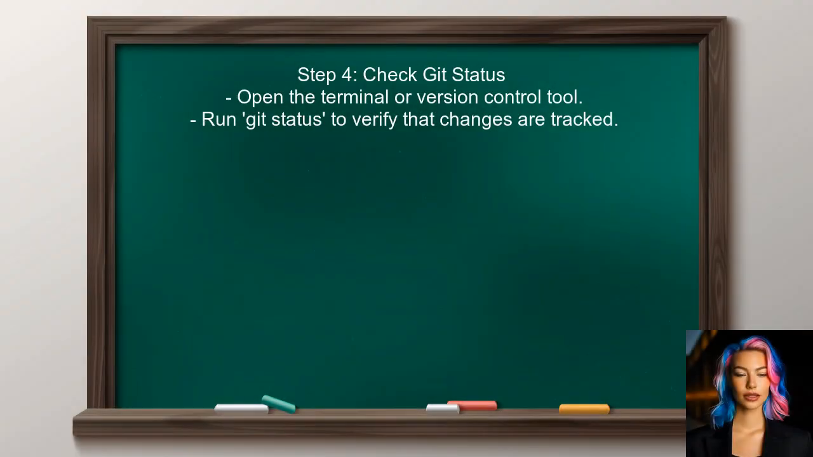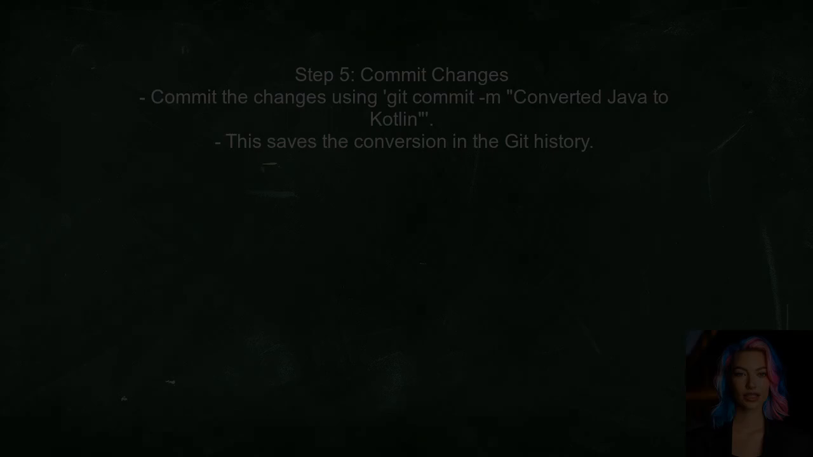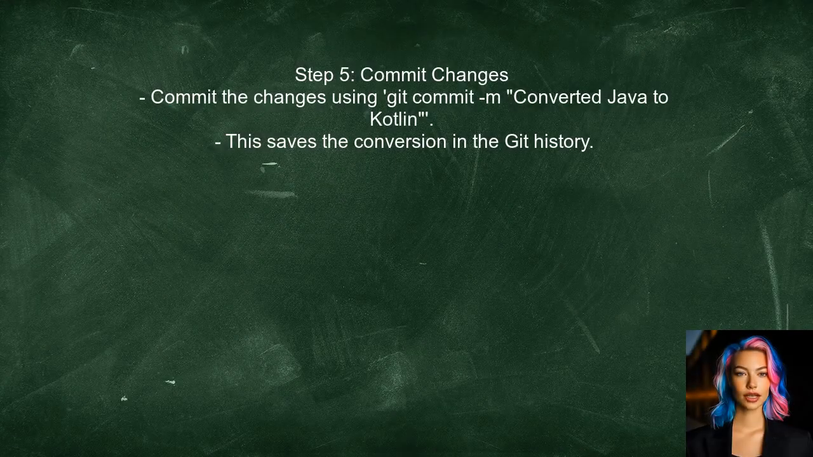After the conversion, the user should check the Git status to ensure that the changes are tracked correctly. This can be done through the terminal or the version control tool in Android Studio. Finally, the user should commit the changes to save the conversion in the Git history. This ensures that the history remains intact and the conversion is documented.